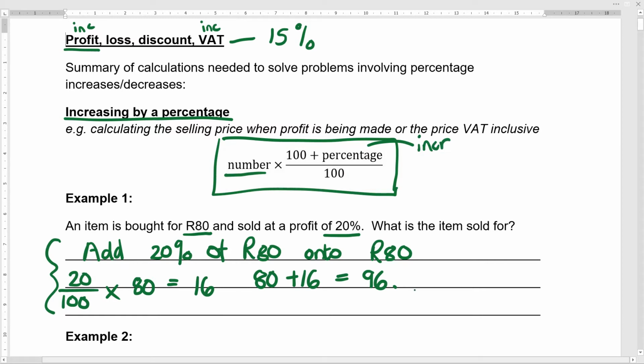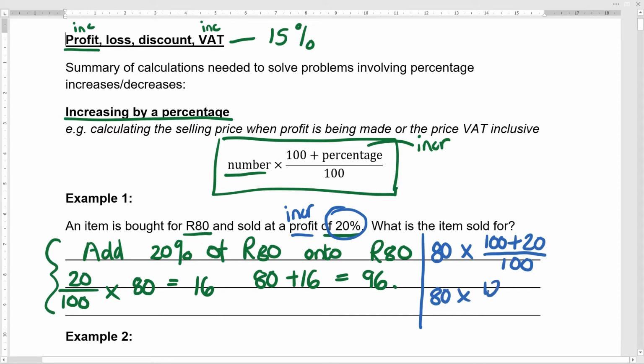So let me use this example and show you how to use the formula. Using the formula here, I would take my number, which is 80 Rand, and I would times it by 100 plus the percentage increase. So it's going to be 100 plus, what was the increase? 20%, because profit is increase, over 100. Okay, that's actually 80 times 120 over 100. You might be able to do that step in your head. Okay, and of course what we get to is 96.